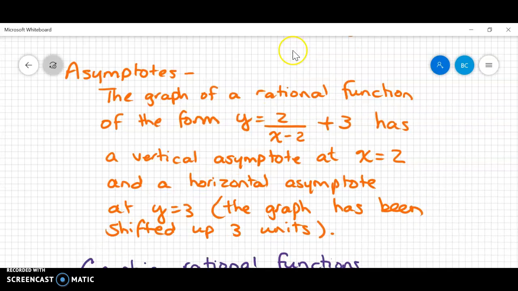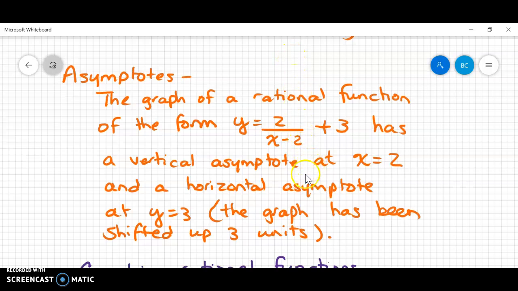So let's look at the asymptotes a little bit more. And we're going to put this all together with a graph in just a second. The asymptotes, just like we've seen before with functions, is where the graph of a function gets closer and closer to a line without ever touching it. So the graph of a rational function in this form has a vertical asymptote at x equals 2. So vertical, up and down. I know that x cannot equal 2. So there's a line there that we call an asymptote. And then it also has a horizontal asymptote at y equals 3. And that tells us that the graph has been shifted up 3 units.